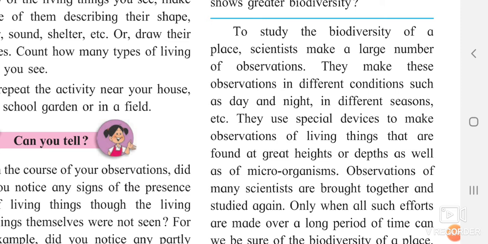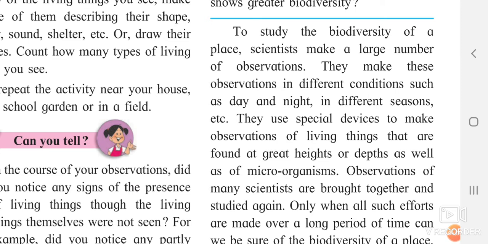It is not that they went into the forest today, saw which animals are present, and wrote down that there are only 10 types of animals in the forest. No, they do these observations continuously in all conditions. They do it day and night and in different seasons also.